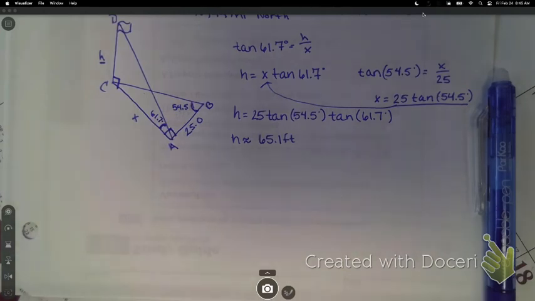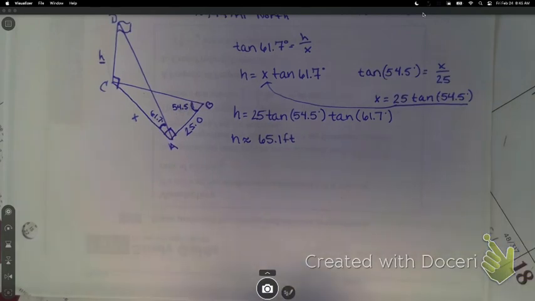I'd probably just look at the flagpole and be like, yep, that's about 20 feet tall. And yeah, you'd be wrong. Probably, but a lot more simple than that.